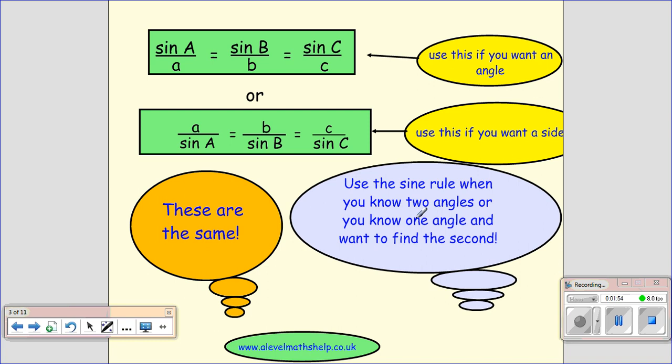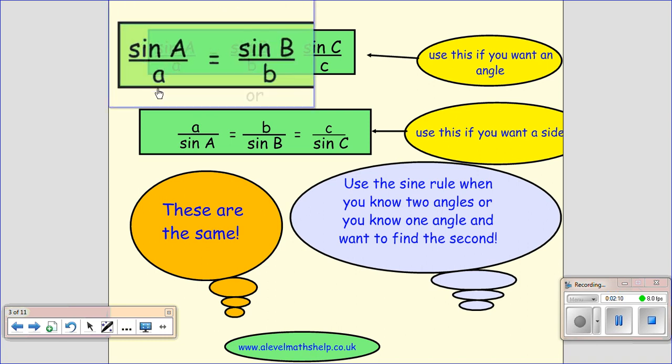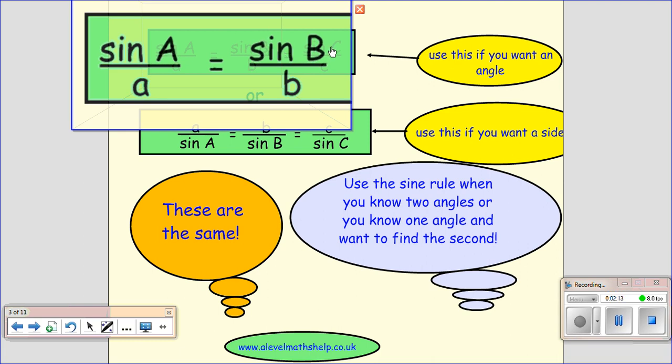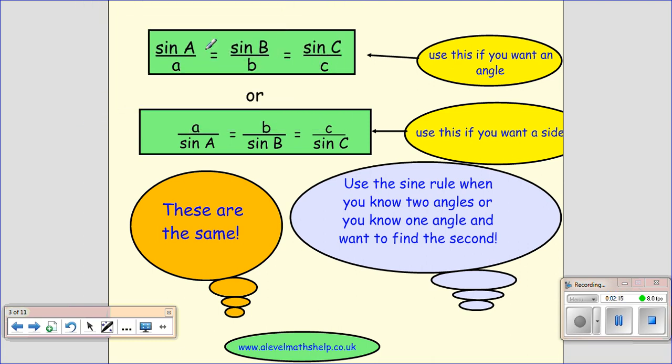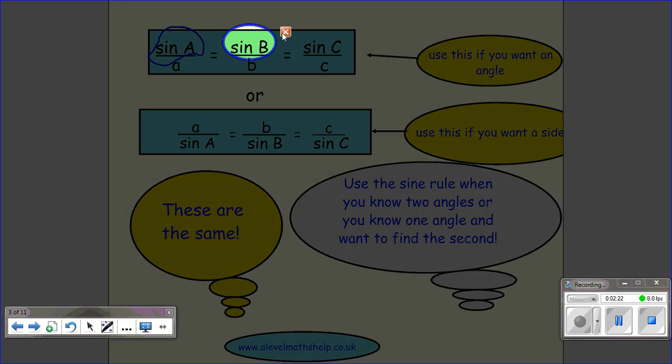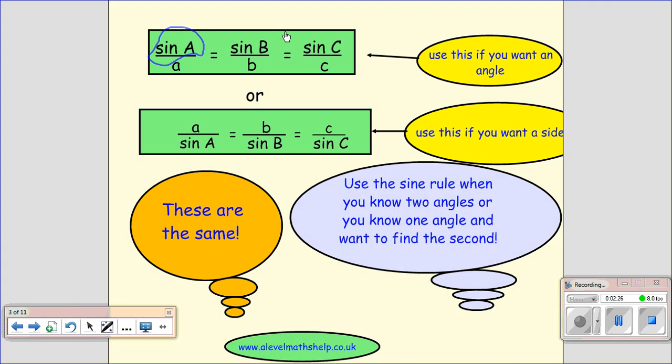Now when you've done the cosine rule and the sine rule, you'll get given a triangle and you'll have to decide whether you're going to use the sine rule or the cosine rule. The key thing with the sine rule is that to make this work, you have to have either two angles, or you're given one angle and then you're going to be finding the second angle, and that's the key difference. When we get to the cosine rule, you'll see that we're only dealing with one angle.